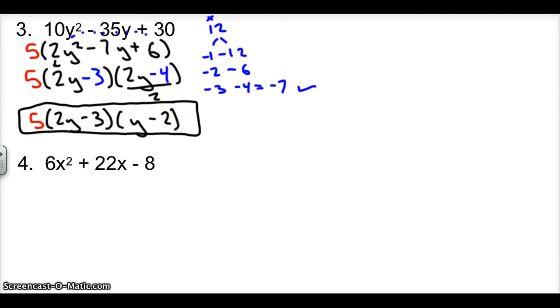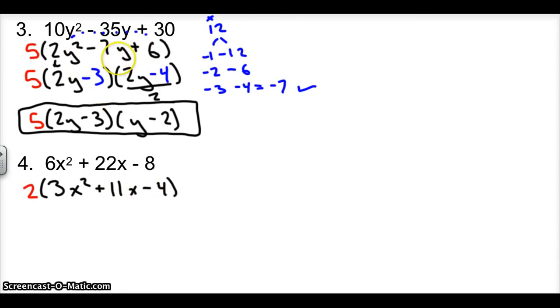Let's go to number 4. For 4, we take this 6 times 8 again, but wait, can we take something out immediately? I see that a 6, a 22, and an 8 are all divisible by 2, so I'm going to pull out that 2 and put it right in front. Now I'm going to divide everything by 2. So 6 divided by 2 is 3x squared. 22 divided by 2 is 11. Make sure you attach the variable. And then finally minus 4.